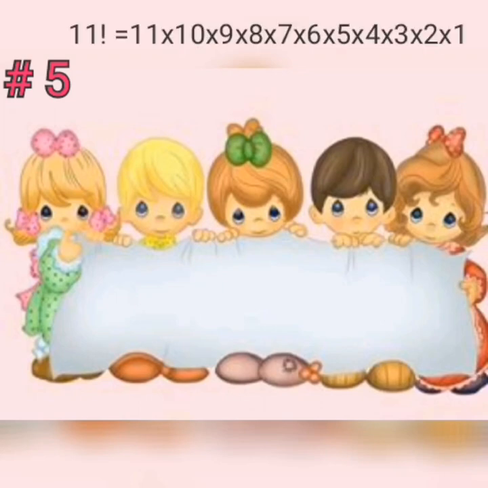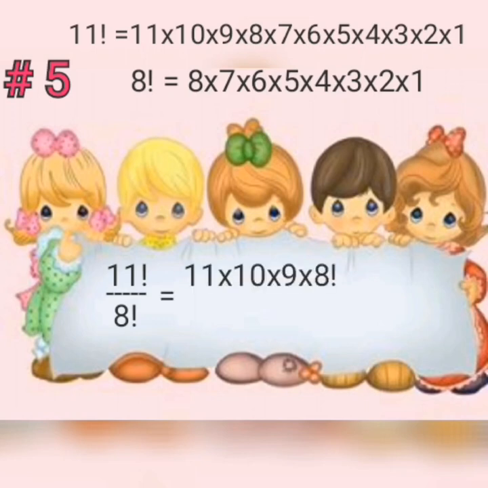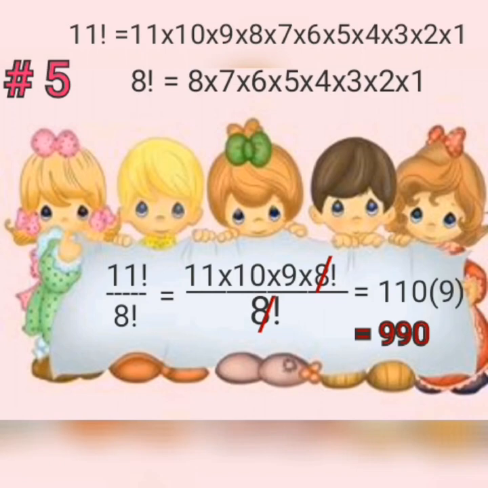11 factorial is equal to 11 times 10 times 9 times 8 times 7 times 6 times 5 times 4 times 3 times 2 times 1, while 8 factorial is equal to 8 times 7 times 6 times 5 times 4 times 3 times 2 times 1. This can be simplified as 11 times 10 times 9 times 8 factorial over 8 factorial. So 11 times 10 is 110. 110 times 9 is equal to 990.